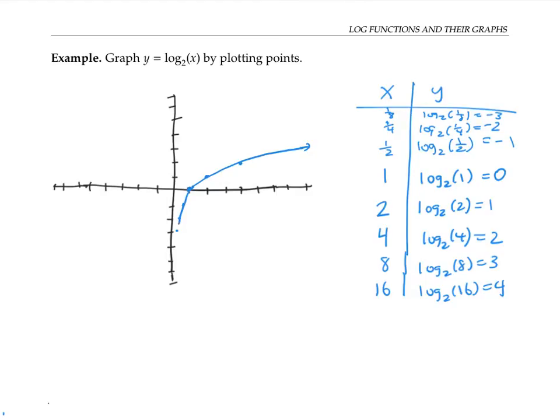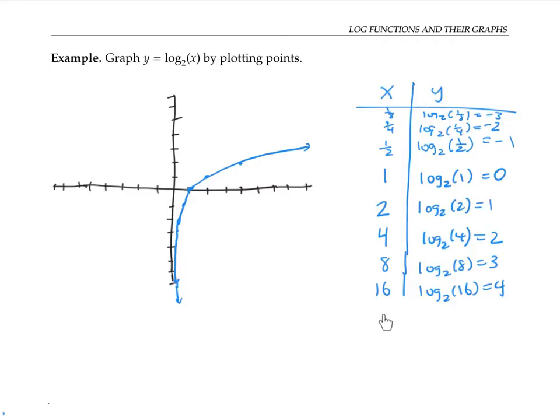If I had smaller and smaller fractions, I would keep getting more and more negative answers when I took log base 2 of them. So my graph is getting more and more negative. My y values are getting more and more negative as x is getting close to 0. Now, I didn't draw any parts of the graph over here with negative x values, and I didn't put any negative x values in my chart.